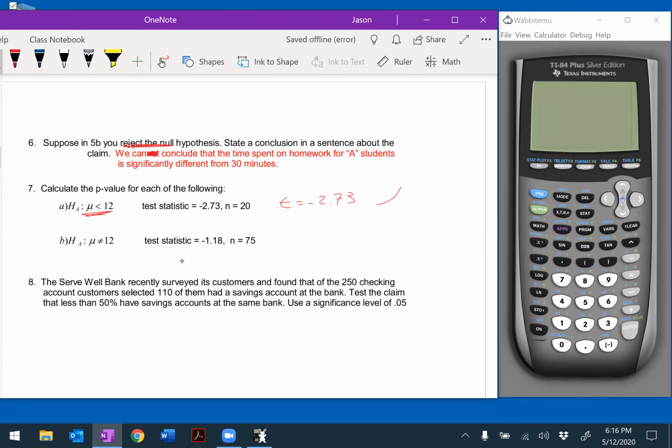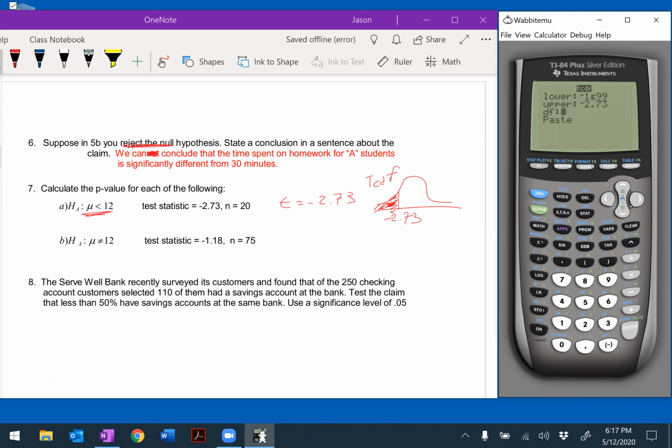In order to find out where negative 2.73 is on the t distribution, we're going to look for the probability that we go up to that value. Well, this is a t-CDF. Instead of a normal CDF, it's a t-CDF, because normal is for z's, this is for t's. So we're going to go second vars, t-CDF. The lower is negative infinity, the upper is negative 2.73.